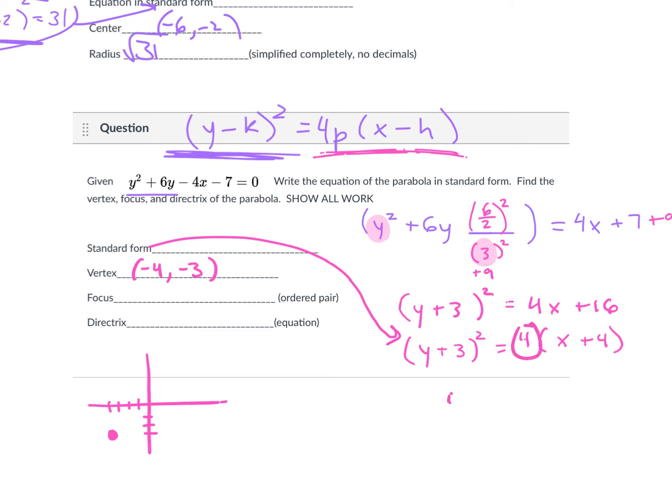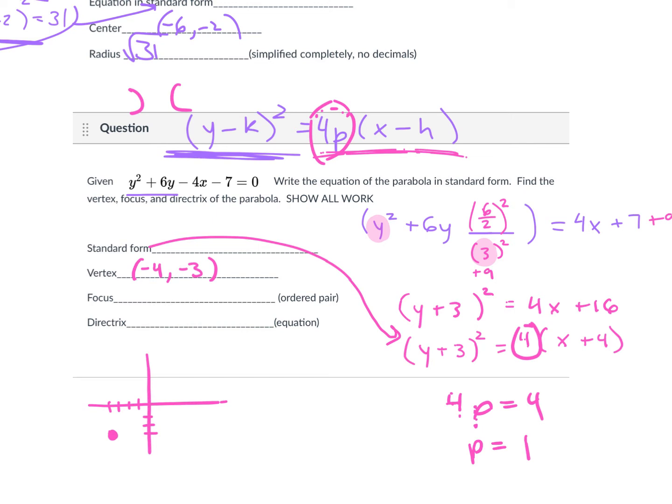This number is 4p. So 4p is equal to 4. So what's p equal to? 1. So my distance from my vertex to my focus is 1. Do you think I'm going to the right or to the left? If my p is positive, which way is my parabola going to open? We said it's going to be sideways, but is it going to open to the left or to the right?